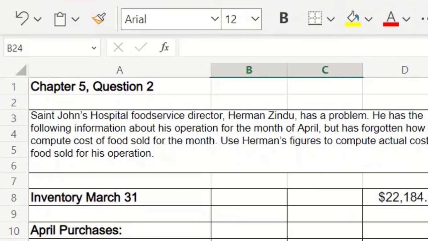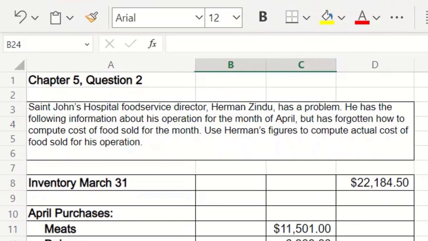All right, so moving on to question number 2. St. John's Hospital Food Service Director Herman Zindu has a problem. He has the following information about his operation for the month of April, but has forgotten how to compute cost of food sold for the month. Let's use Herman's figures to compute actual cost of food sold for his operation.